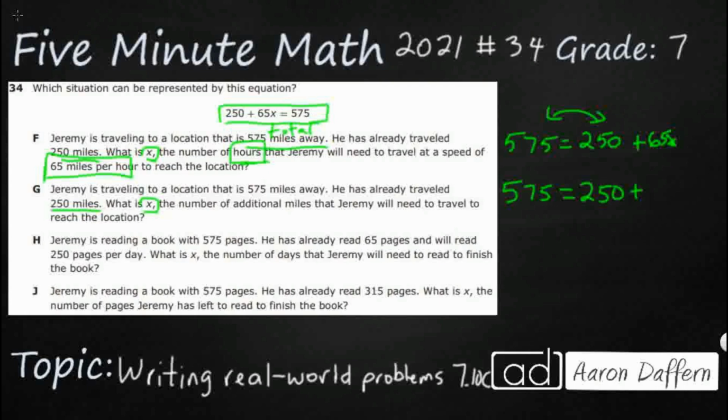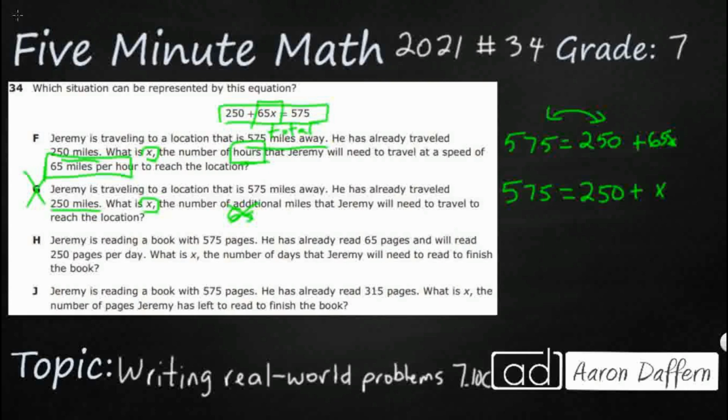Look at the slight difference. There's no 65 in G. So there's not any multiplication. It's a simple addition. 250 plus what? This x equals the 575. So G is incorrect because we need this 65 times x, and there's no 65 in G.